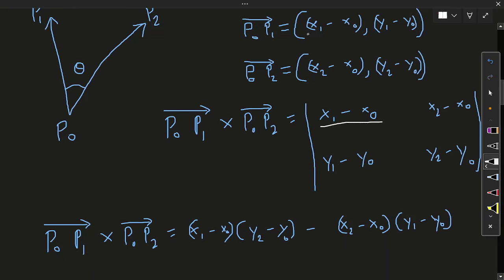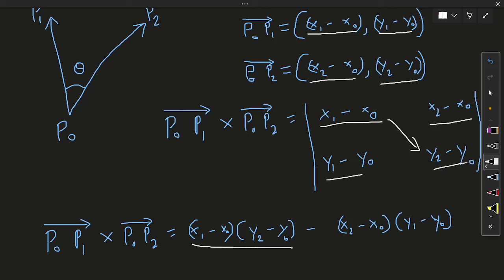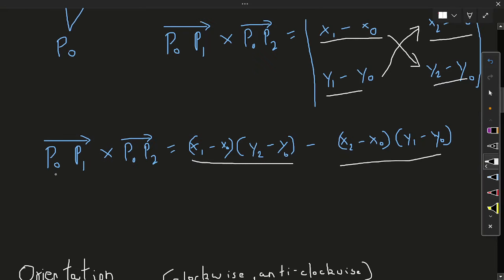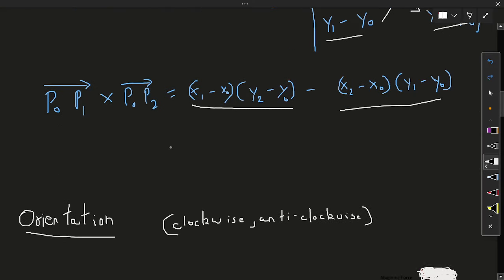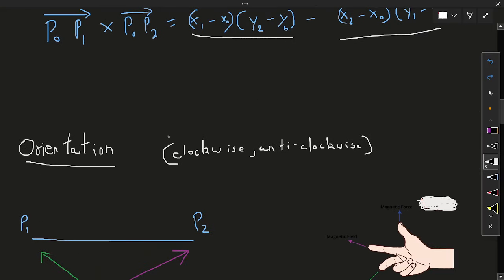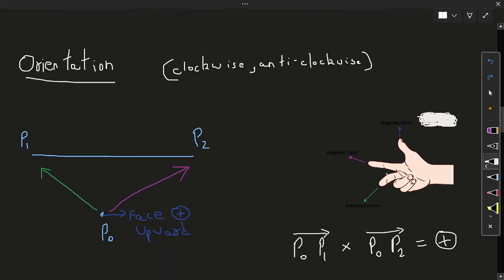This is x1 minus x0, then y1 minus y0, and on the right hand side we have x2 minus x0 and y2 minus y0. So we multiply this, and we have this minus this. So this is the cross product of P0P1 and P0P2. After finding this, we have to find out the orientation. For the orientation we will use the right hand rule.